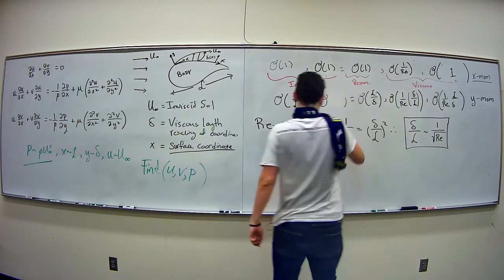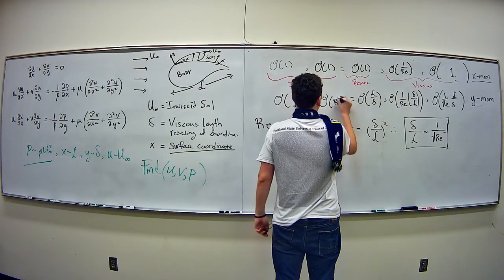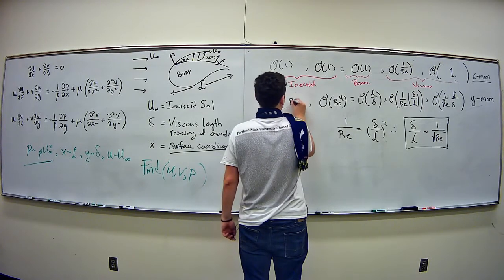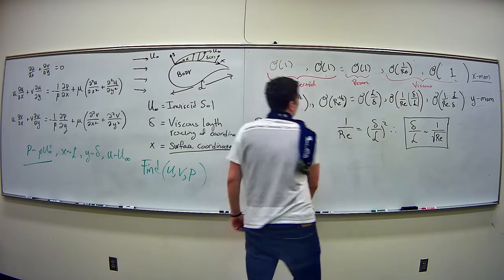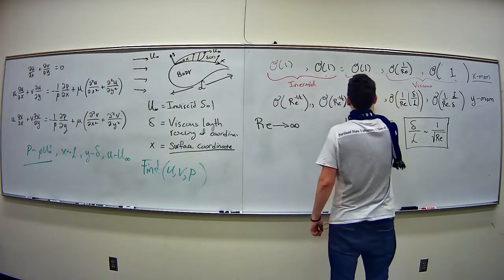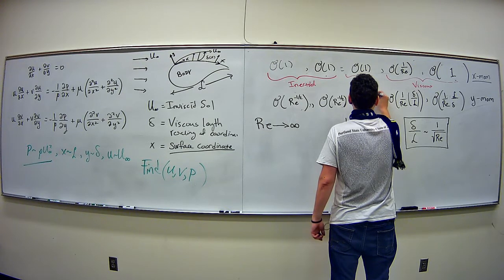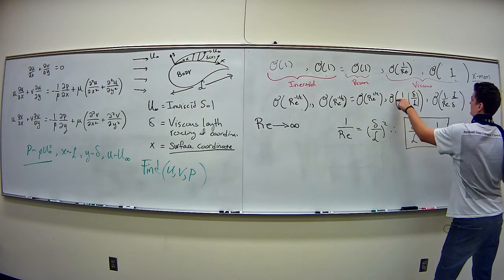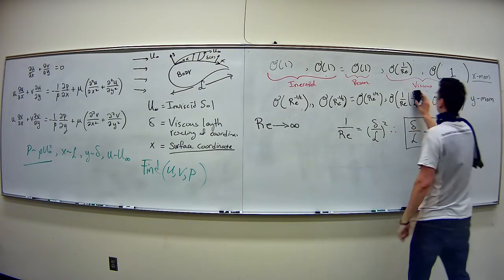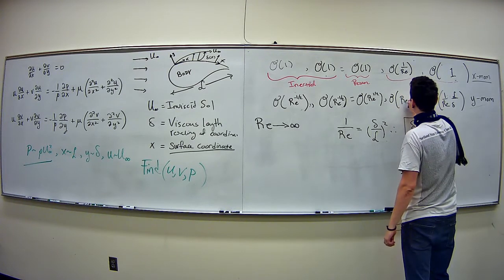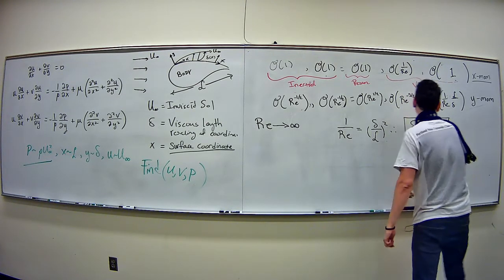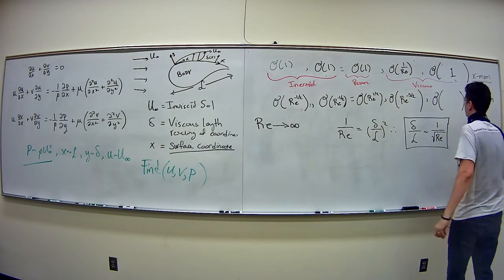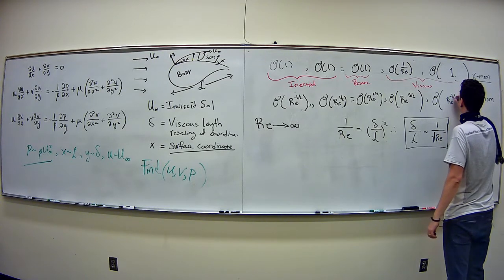Okay, so now this equation is of an order negative 1/2. This is now order negative 1/2. This is 1/2. What do I have here? So now I have this. It's a 1 over Reynolds. So this is 3/2, negative 3/2. Okay, so now I have Reynolds. So this is a Reynolds, and it's a square root, so I had to have order 3/2.